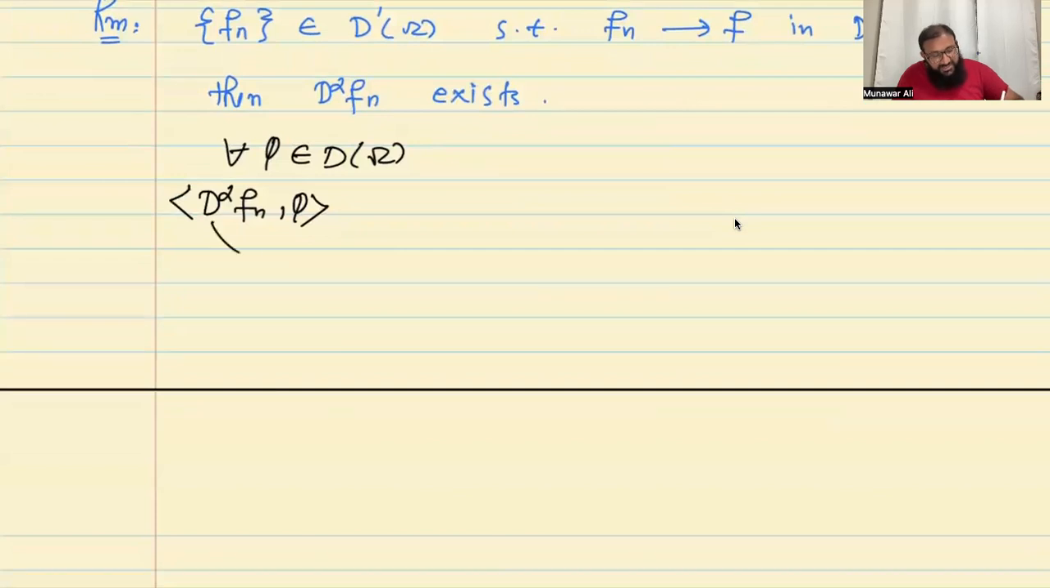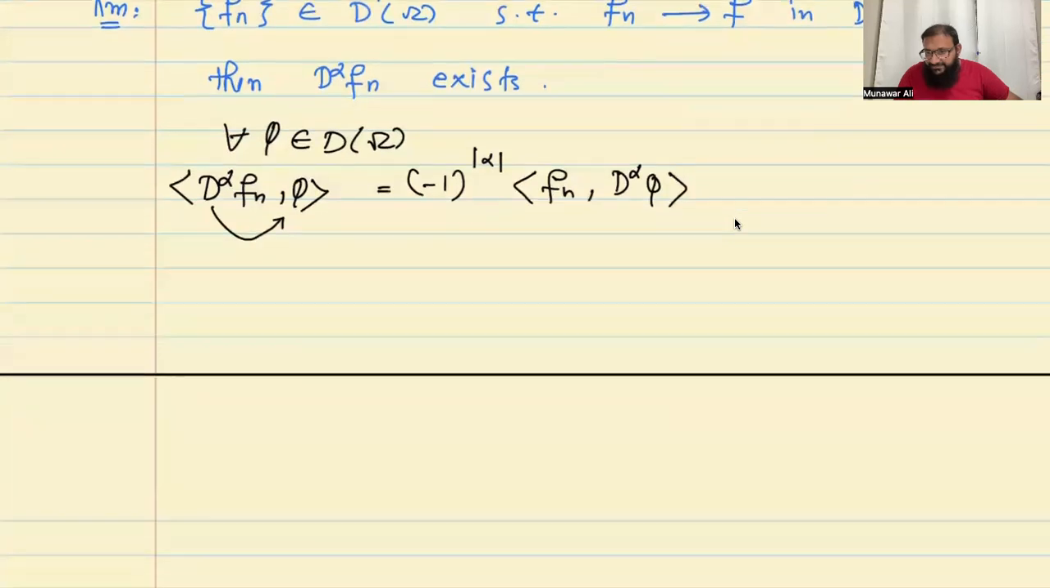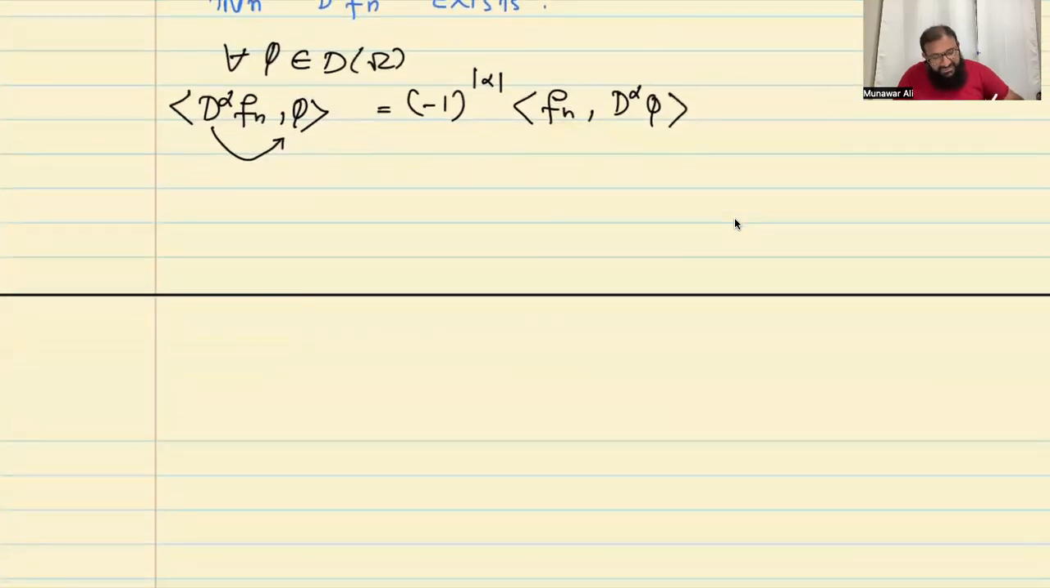First thing is that I can take all the derivatives on phi, using integration by parts, you know this thing. (-1) to the order of alpha, F_n times the alpha derivative of phi. And you know very well, since phi is C infinity, I can differentiate it as many times as possible. And you know very well, F_n converges to some f in D prime. So I can say that this converges to f.